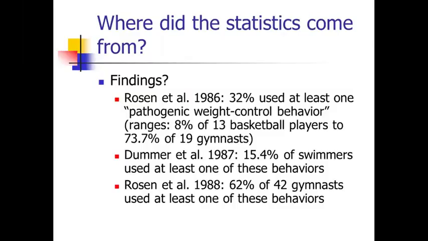And so here were the findings. The 1987 study found that 15% of swimmers at that swim camp used at least one of these behaviors. So that was the source of the 15%. The 1986 paper found 32% overall had this disordered eating according to their definition. And that ranged from 8% among basketball players to 74% among gymnasts. And then the 1988 study found that 62% of the gymnasts at the conference had these behaviors.